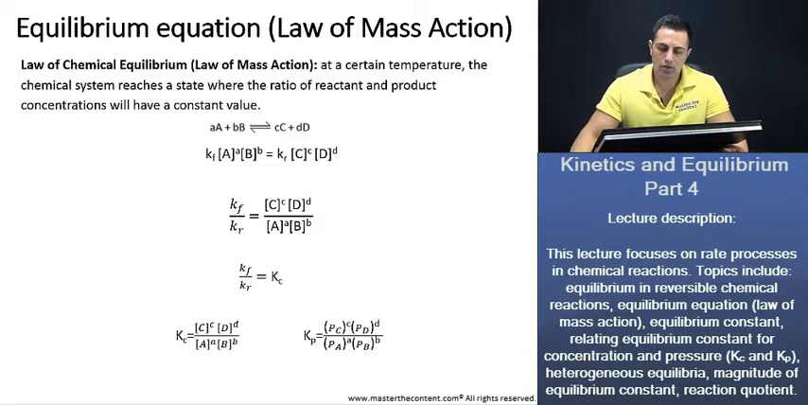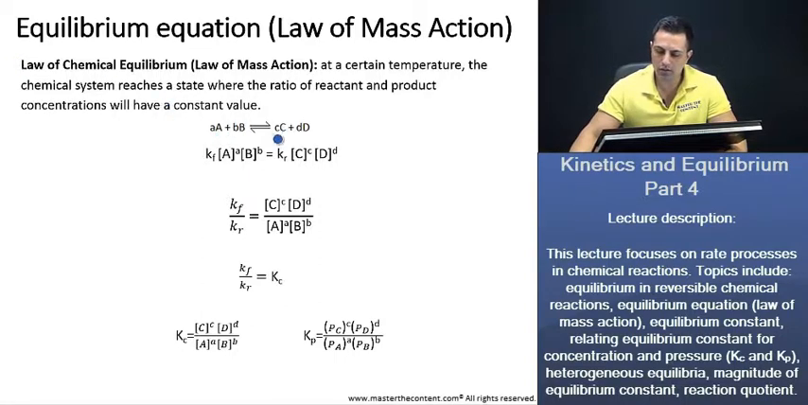The equilibrium equation, law of mass action. Just a reiteration of what we just said: law of chemical equilibrium, law of mass action. At a certain temperature, the chemical system reaches a state where the ratio of reactant and product concentrations will have a constant value. And at that point, what's given is the equilibrium constant, as we will see.